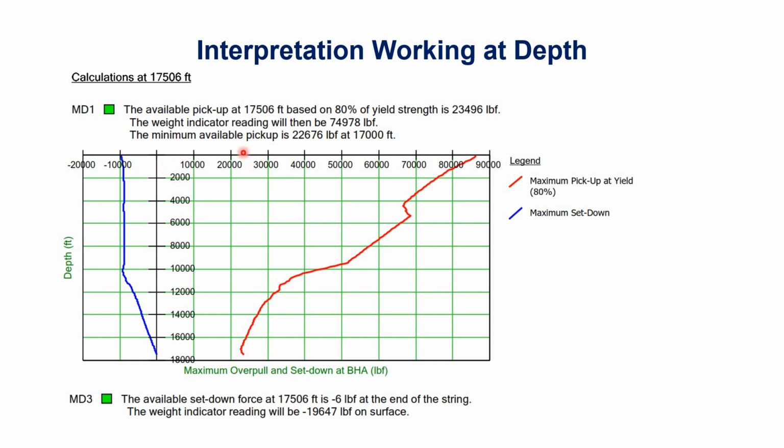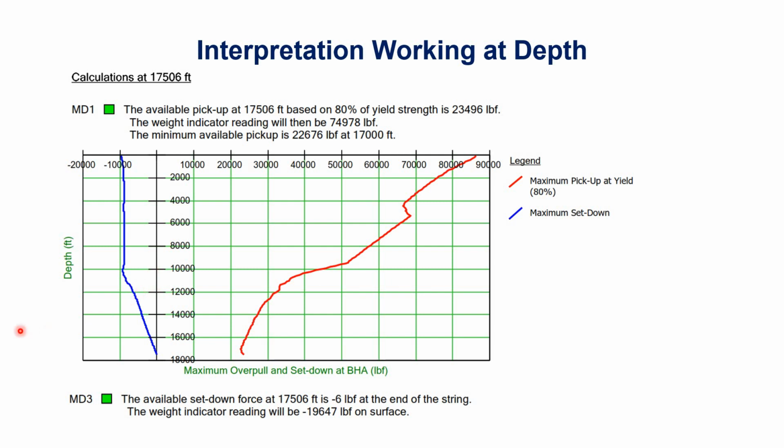The minimum available pickup is 22,676 pound force at 17,000. Here we can see in this graph that this graph is then shifted back. That is, the minimum point is this one, 17,000. So while execution, our limit of overpull will be 22,676 pound force.